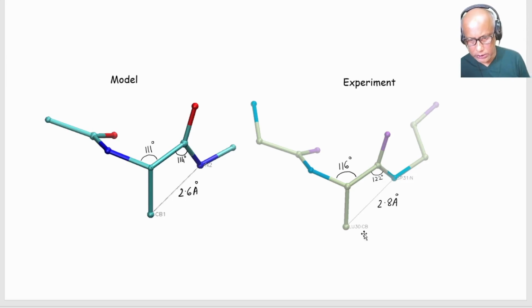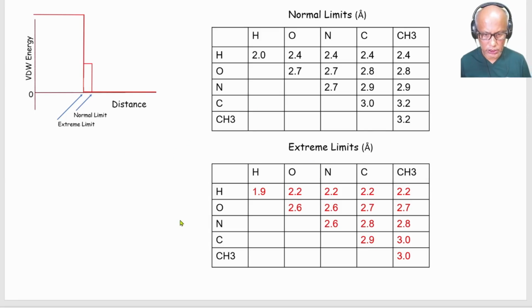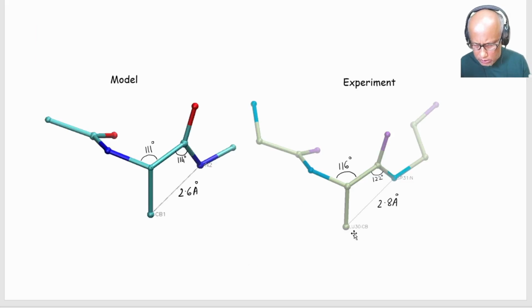But in the crystal structure, when I measured the same distance, I find that it is 2.8 angstrom. It's a very slight difference, but that's the difference it needs, because the extreme limit for a carbon and nitrogen is around 2.8 angstrom, and you can check it here. So if you see, the extreme limit for a carbon and a nitrogen is 2.8 angstrom. So that's the limiting distance which is just about allowed. So what happens out here is that by some reason or the other, this distance is larger.